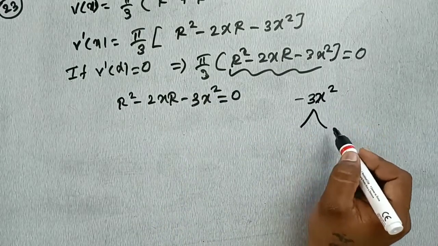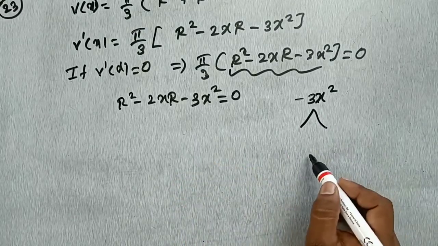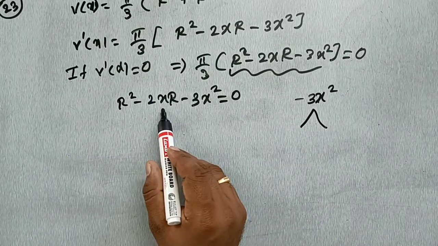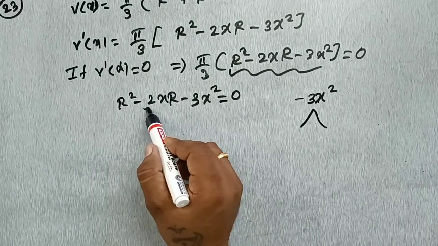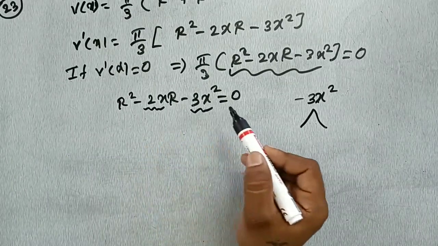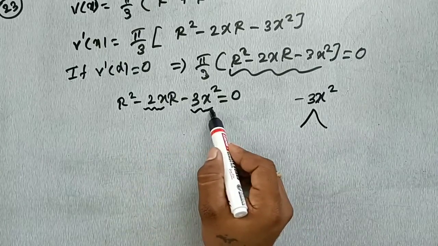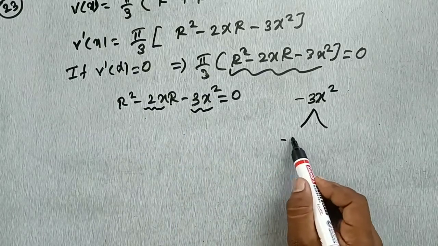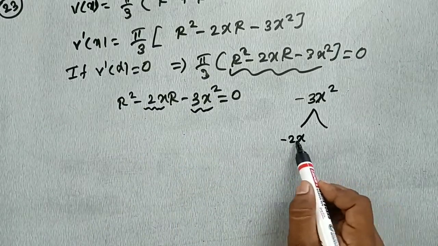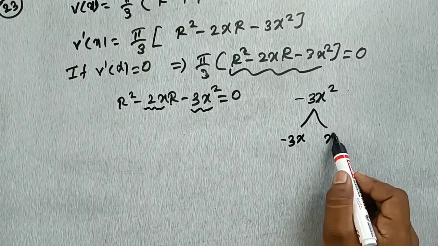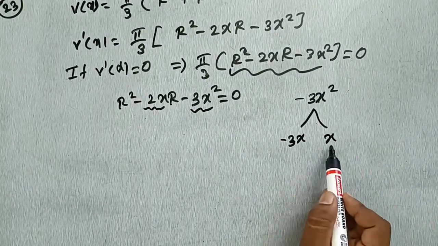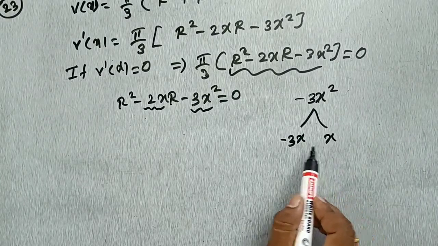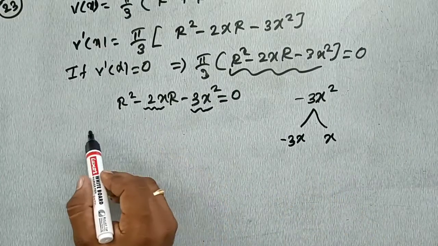If we multiply the two factors, we should get minus 3x square, and the coefficient of R, the middle term, should be minus 2x. So I write minus 3x and plus x. Minus 3x into plus x will be minus 3x square, and minus 3x plus x gives minus 2x. So I am going to write it here.